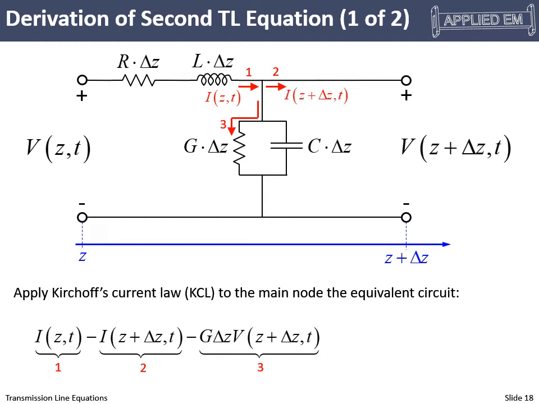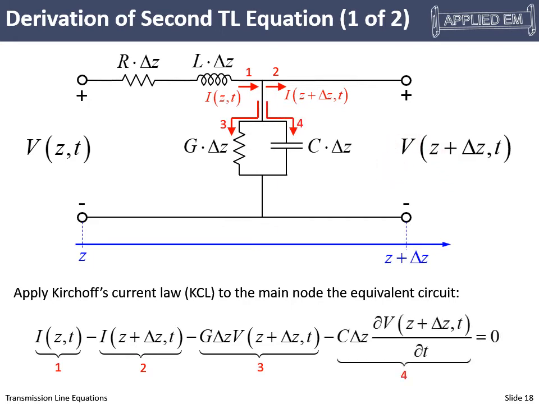We have current leaving that node through the conductance term. Since it's leaving, we have a negative sign, and it's G delta Z times V at Z plus delta Z. That's the voltage across this conductance, our output voltage, if you will. One more current term. That's the current leaving through that distributed capacitance. Since it's leaving, it gets a negative sign. And it's C delta Z, which is the lumped capacitance, times dV/dt. And all of that equals 0. We have summed all of our currents entering that node in the circuit.